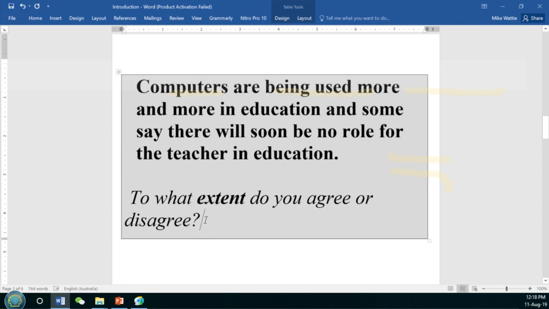Then we need to respond to the question words. This is an opinion essay. To what extent do you agree or disagree? Extent here means how much. How much do you agree or disagree? We must respond to this when we write our introduction.